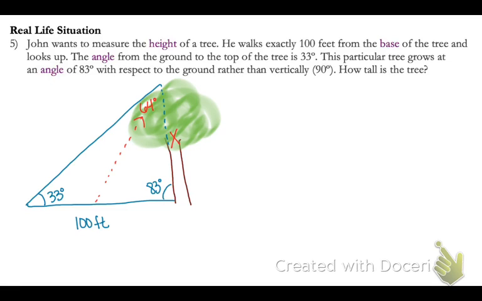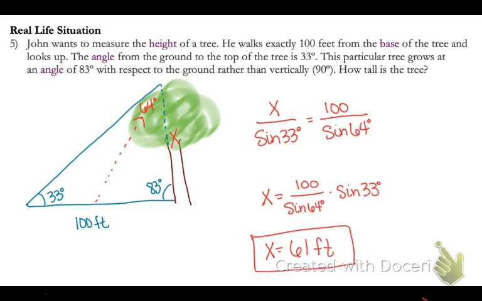And then we're going to set up our equation. We'll have x over sine of 33 equals 100 over sine of 64. Multiply the sine of 33 to the other side to isolate the x. And when you plug that into your calculator, you end up with 61 feet.